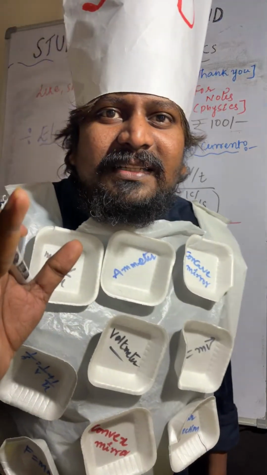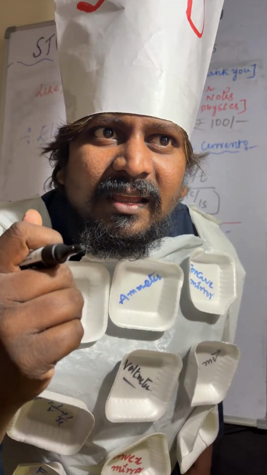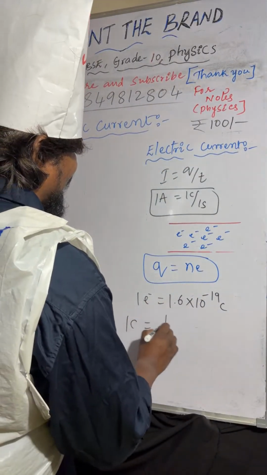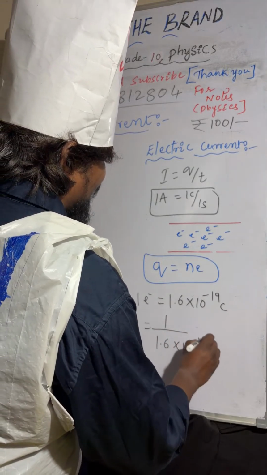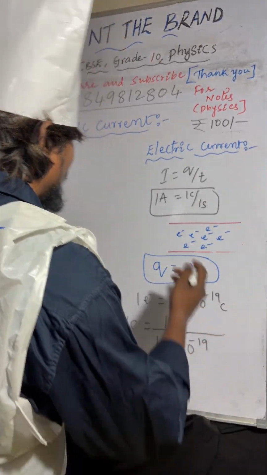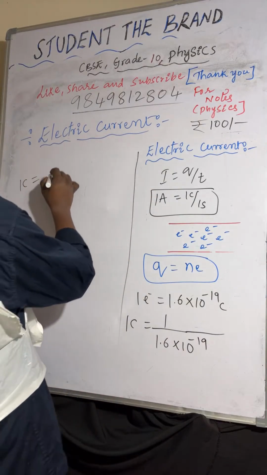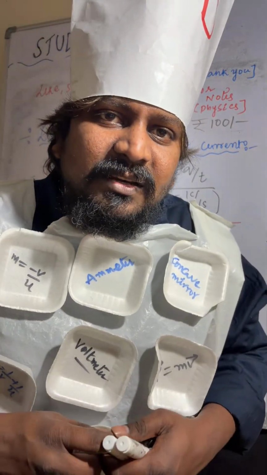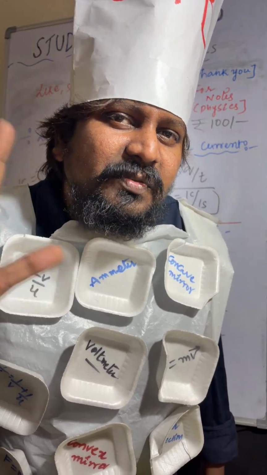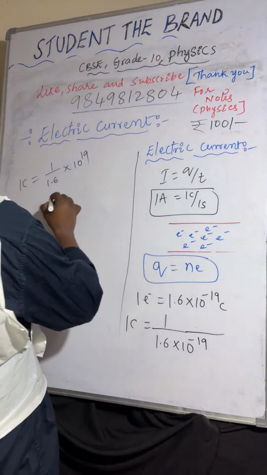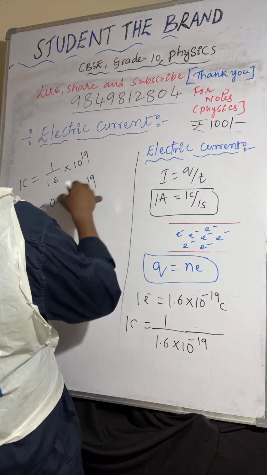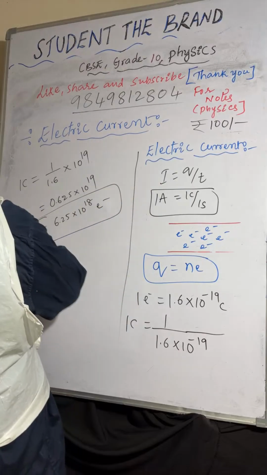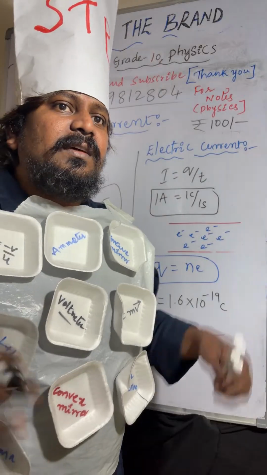In 1 coulomb, how many electrons are present? Can you tell me how many electrons are present in 1 coulomb? In 1 coulomb, it is 1 by 1.6 into 10 power minus 19. 1 by 1.6 is how much? 0.625 into 10 power 19. So we can take 6.25 into 10 power 18 electrons. In 1 coulomb, 6.25 into 10 power 18 electrons are present.